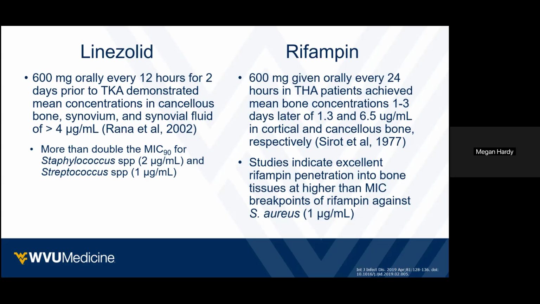And then looking at rifampin, very highly protein bound, but it's about 90% bioavailable and very highly lipophilic, so it will readily diffuse. So 600 milligrams given orally every 24 hours. In total hip patients, mean bone concentrations 1 to 3 days later were 1.3 and 6.5 micrograms per ml in cortical and cancellous bone, respectively. Once again, much older studies, but just demonstrating what we already know about these drugs. Studies indicate excellent penetration into bone tissues at higher than the MIC breakpoints of rifampin against Staph aureus.